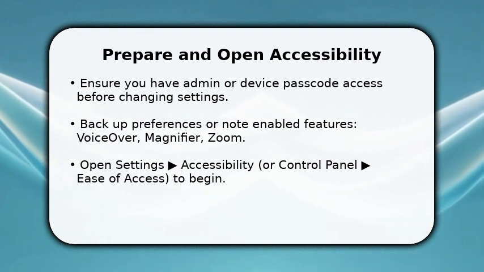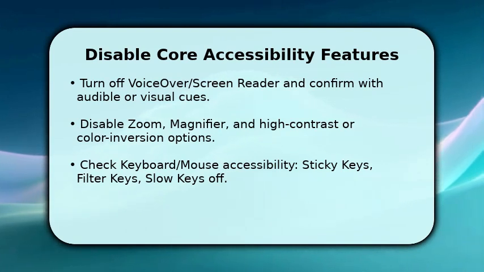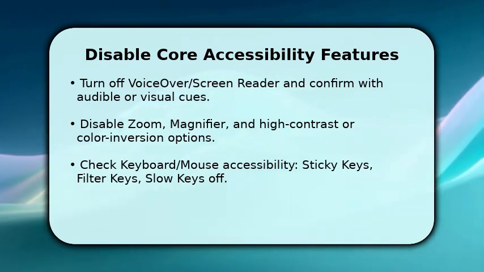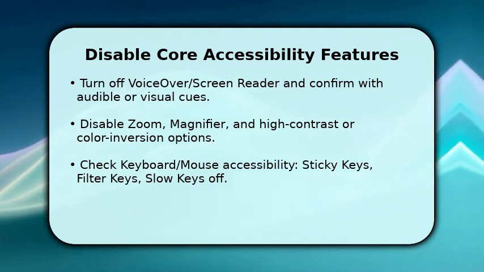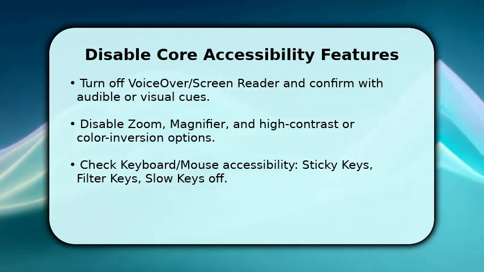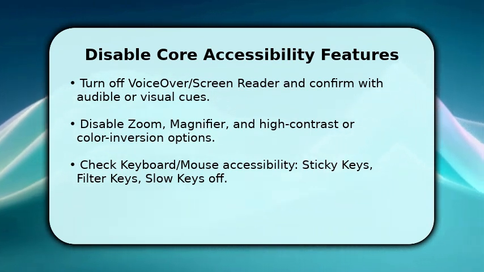Now you go through the list and toggle each major feature off. First, switch off VoiceOver or the screen reader and verify the voice stops. This prevents confusion. Then disable Zoom and Magnifier so the display returns to normal scale, and switch off high contrast or color inversion if active.